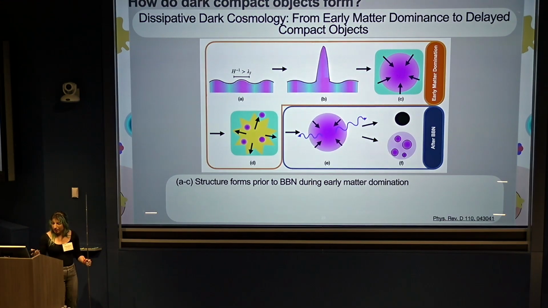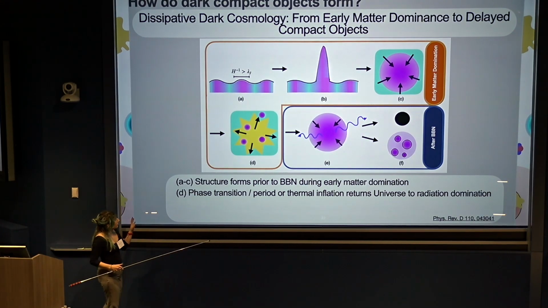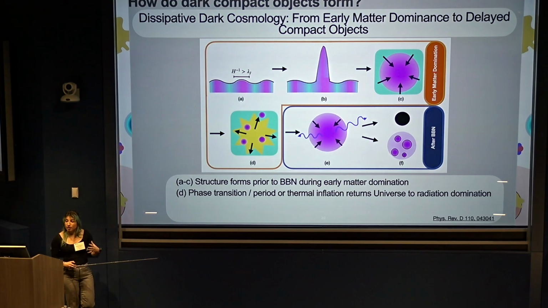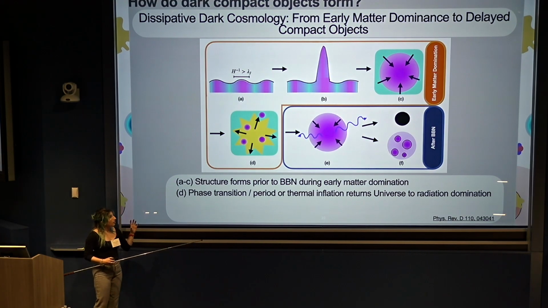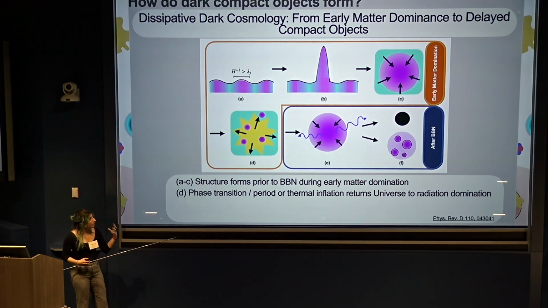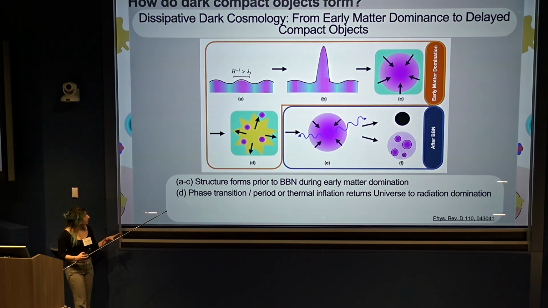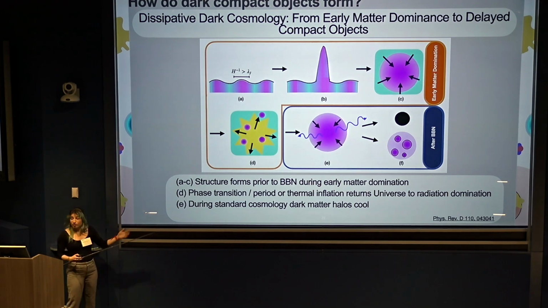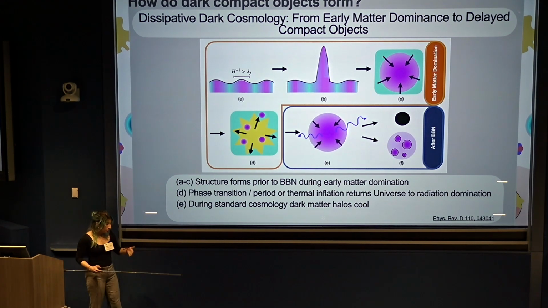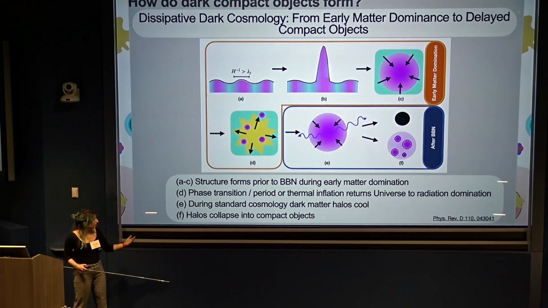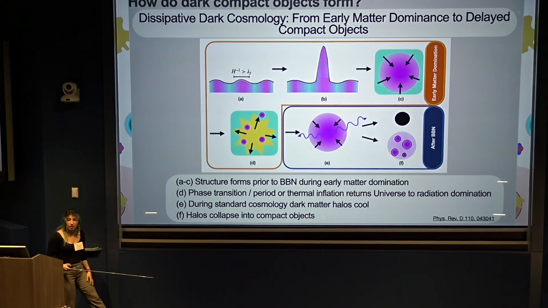We get out of the matter-dominated era in a variety of ways. The one that we looked into was a phase transition or period of thermal inflation that would return the universe to radiation domination, as long as some of the dark matter halos had had time to virialize. They shouldn't be ripped apart in a thermal inflationary scenario, just pushed apart and diluted overall. And then we're in standard cosmology, and our halos, which are now incredibly overdense compared to the universe, have lots of time to self-interact, radiate, cool, and evolve into even more compact objects.